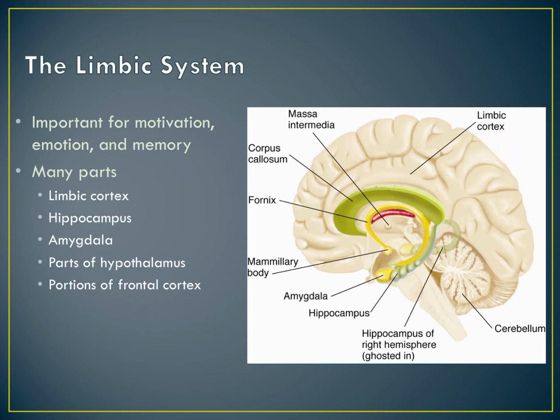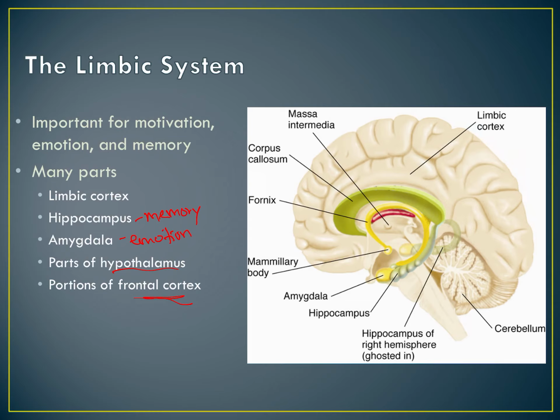Many of you have probably heard of this. It is made up of so many different structures, like the limbic cortex, the hippocampus, which is important for memory. The amygdala is important for emotion and, for example, fear. Hypothalamus is important for things like regulating temperature. And also we find the suprachiasmatic nucleus, that's a specific nucleus in the hypothalamus. So the hypothalamus is actually made up of a lot of different nuclei. And then it's specific portions of the frontal cortex.